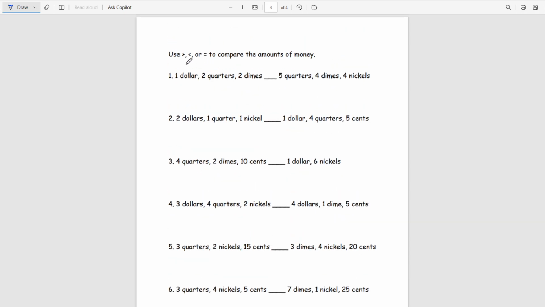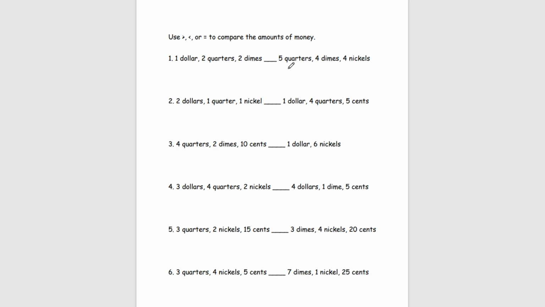For this next page, we'll be using less than, greater than, or equal to compare amounts of money. So we know our conversions already, so let's just convert these into cents or actual dollars. So $1 is equal to 100. 2 quarters is 25 each, so we get 50. And 2 dimes is 10 each, so we get 20.